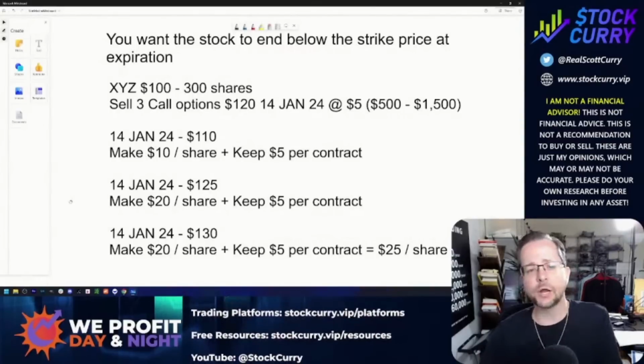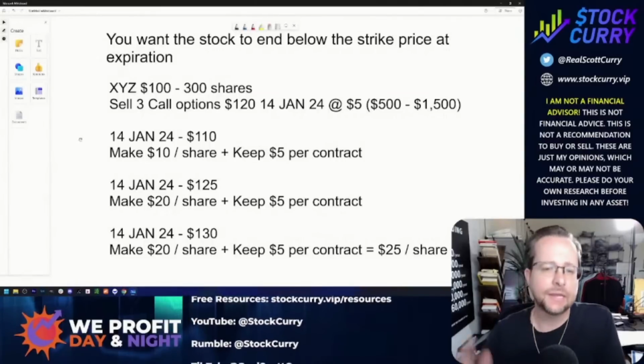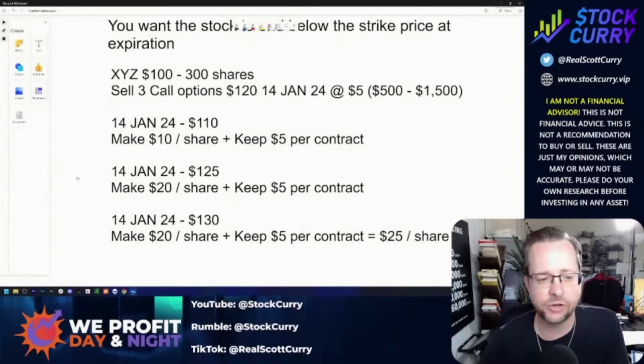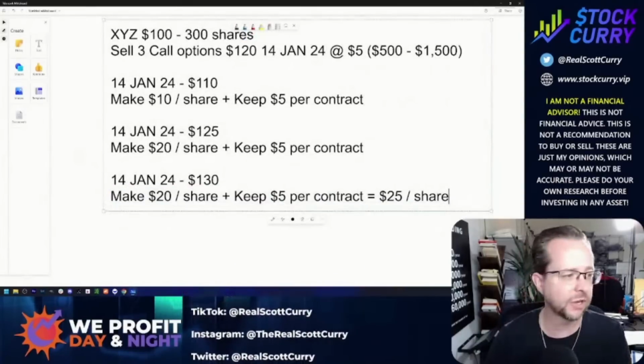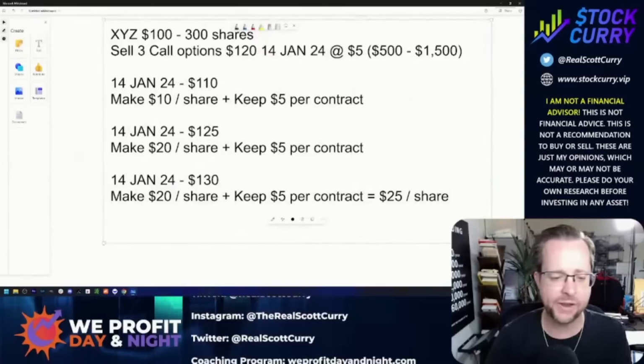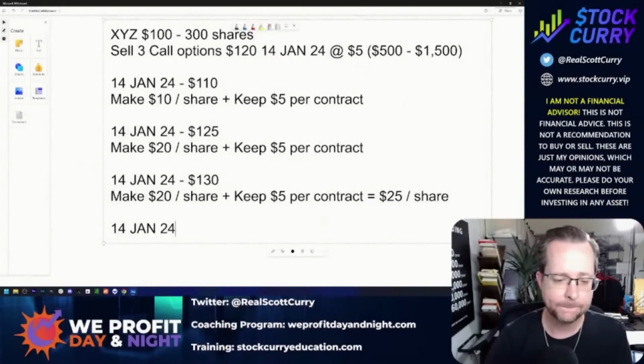Now, what could go wrong? Is there any possible way to lose money with these? Yes, there is. And let me show you what that is. Because look, there's no free money in the stock market. There's always going to be risks. So let's talk about one way you can lose money. And that's if this sucker goes down.